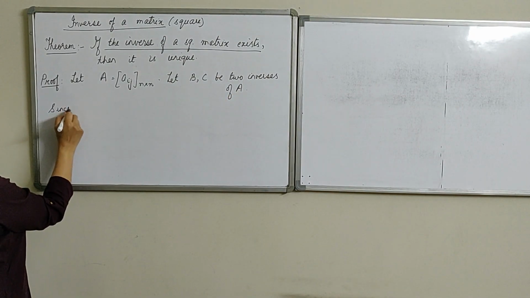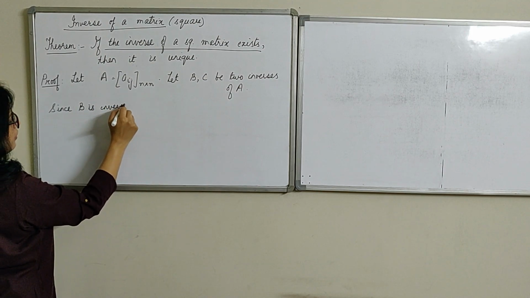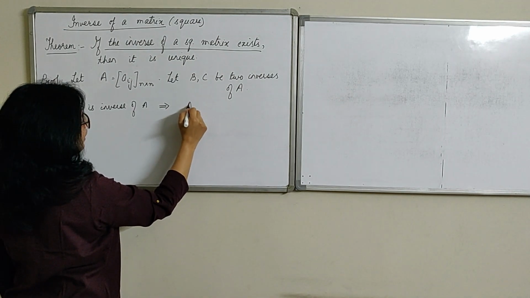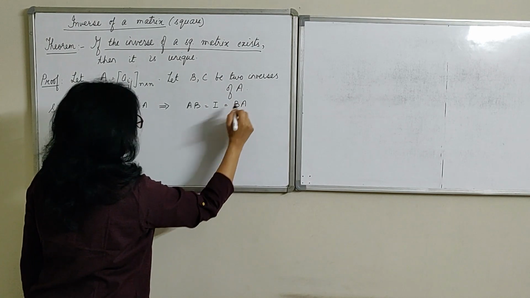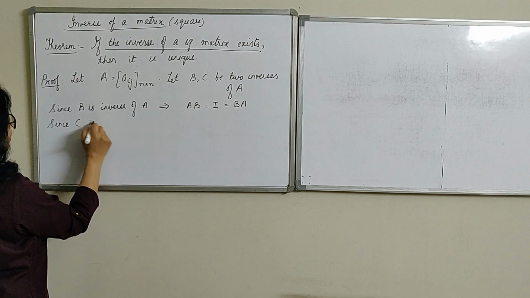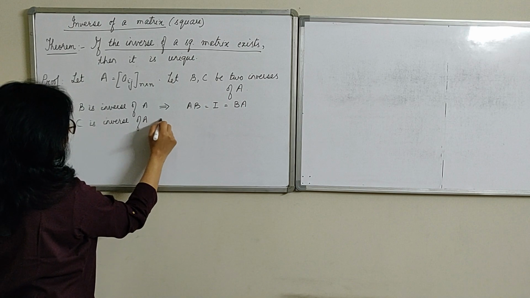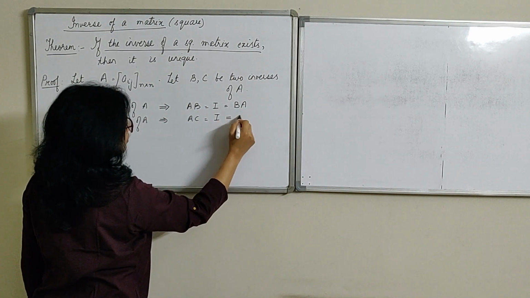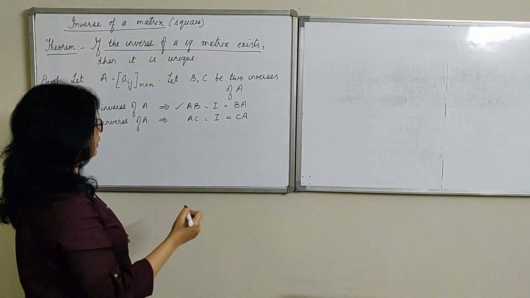Now since B is the inverse of A, it means that A into B is I, which is B into A. Likewise, since C is the inverse of matrix A, that means A into C is equal to the identity matrix, which is C into A. Let's start from the first equation.